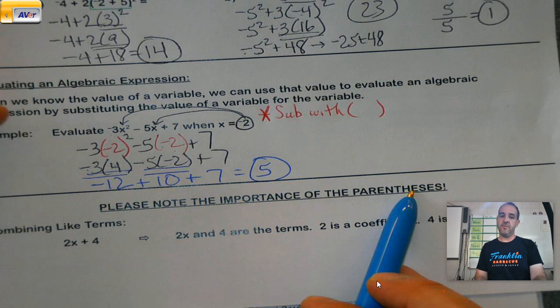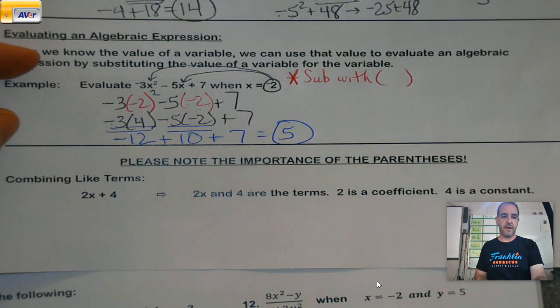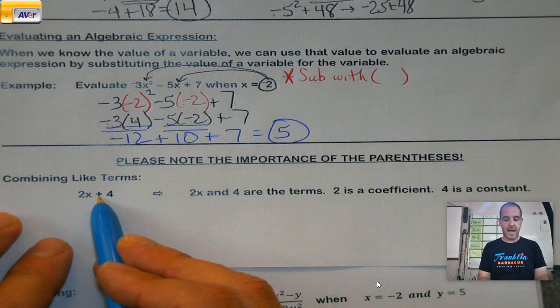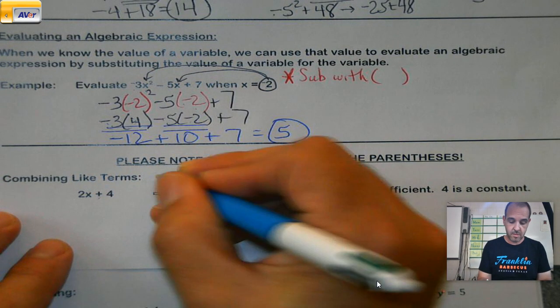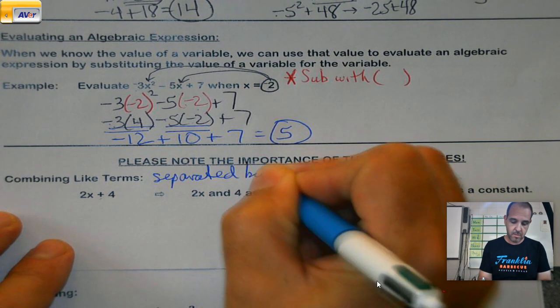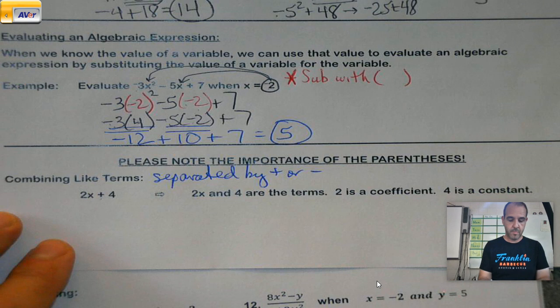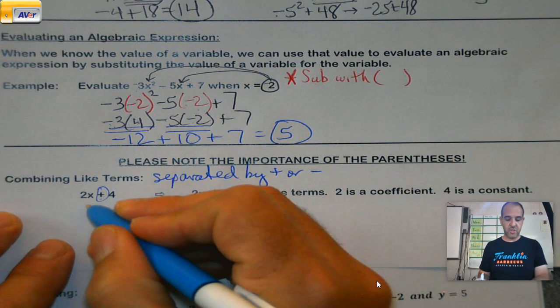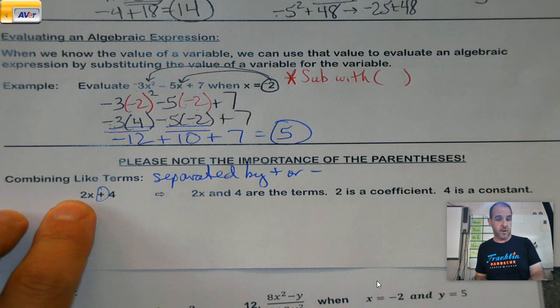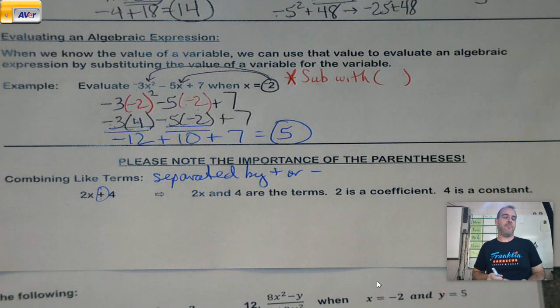Parentheses, we can't say it enough. Got to make sure we're keeping that important there. Combining like terms, again, terms are going to be separated by plus or minus. So that separates this into 2 terms. 2 is a coefficient, the number in front of a variable. 4 is a constant, which is a real fancy mathematical term of just saying it's a number. It doesn't vary at all. It doesn't have a variable.